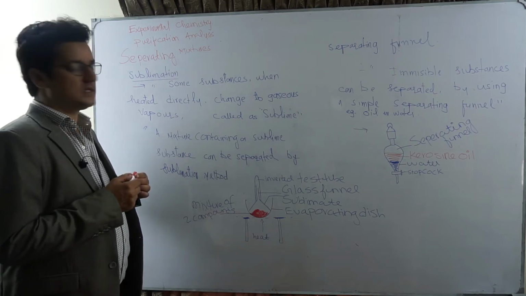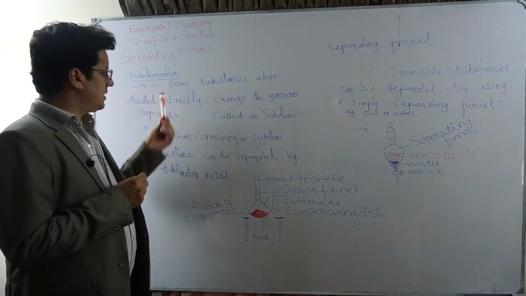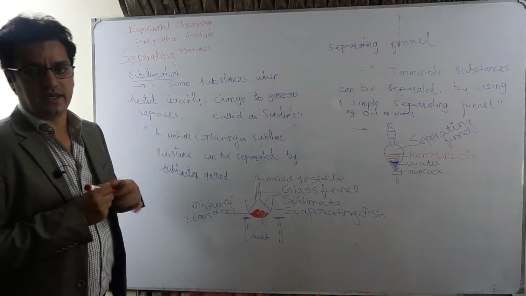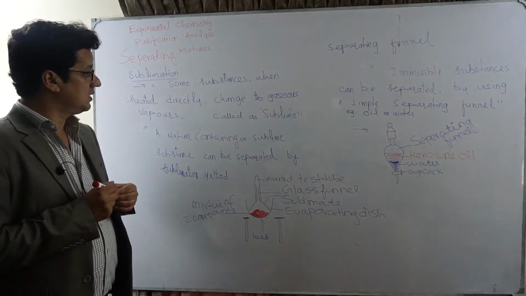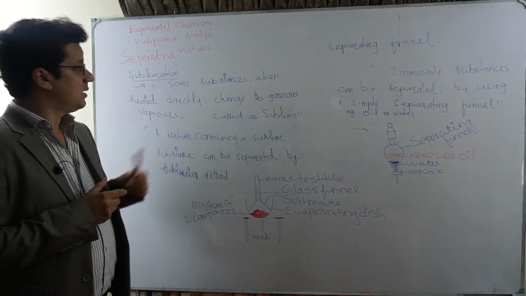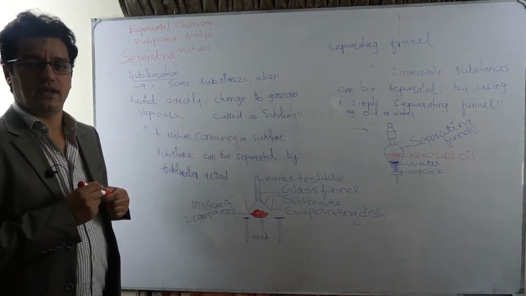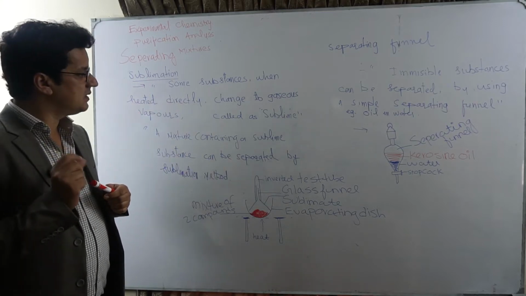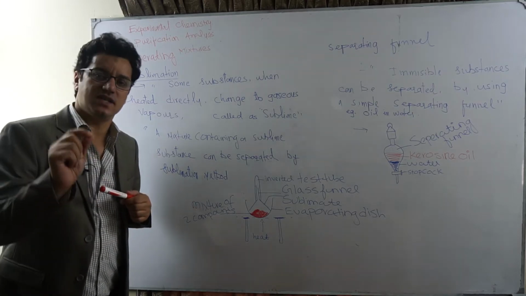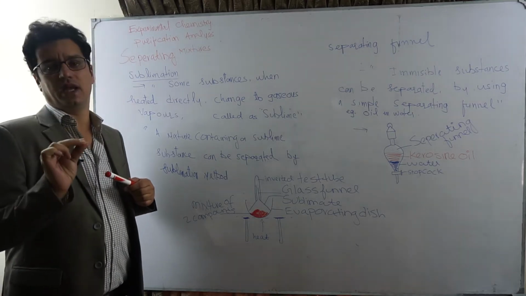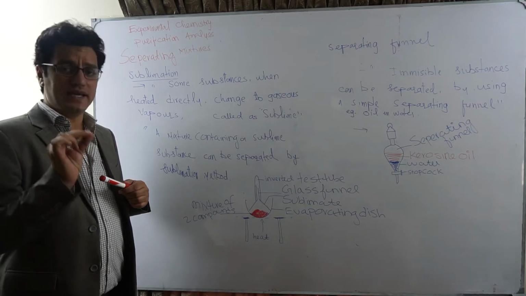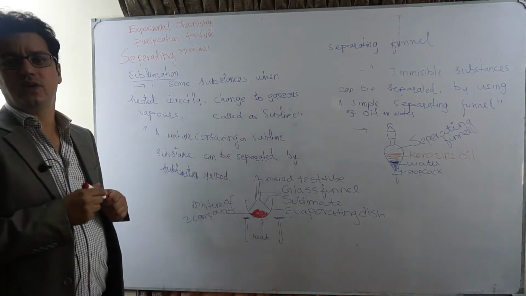So we'll carry on with the separation methods. Sublimation is another separation method chemistry students can use. But sublimation is a limited technique. I said limited because only a few substances are sublime. Sublime means when they are heated, they directly change to gas.